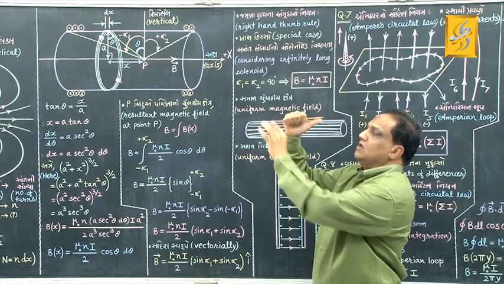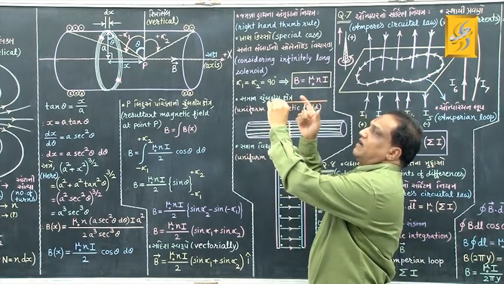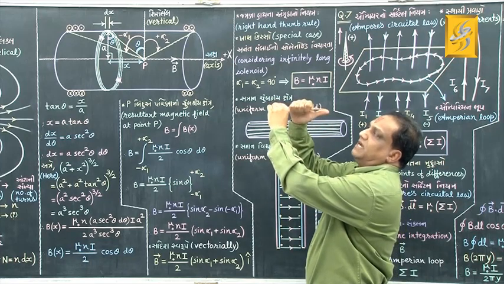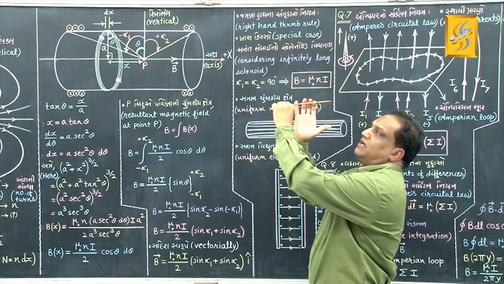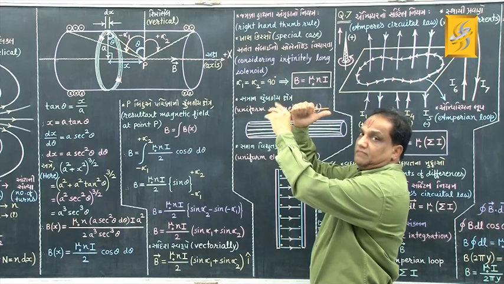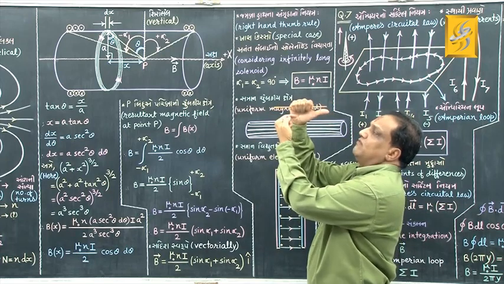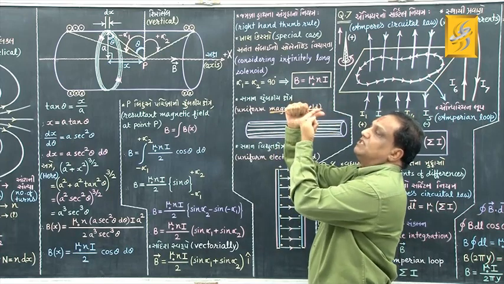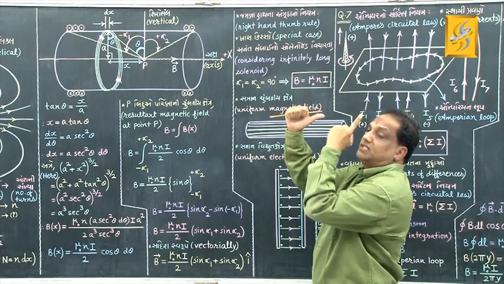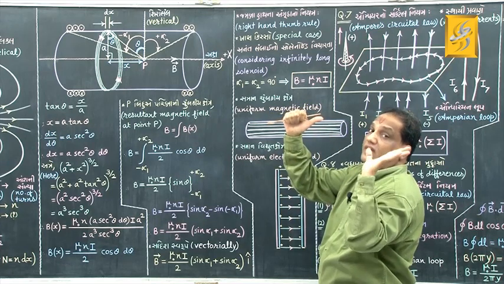I repeat, hold the axis of the current carrying solenoid in the right hand palm such that the fingers take the turn in the direction of current. In this condition, whatever is the direction shown by the thumb, which is parallel to the axis, in the same direction we are going to have the magnetic field.